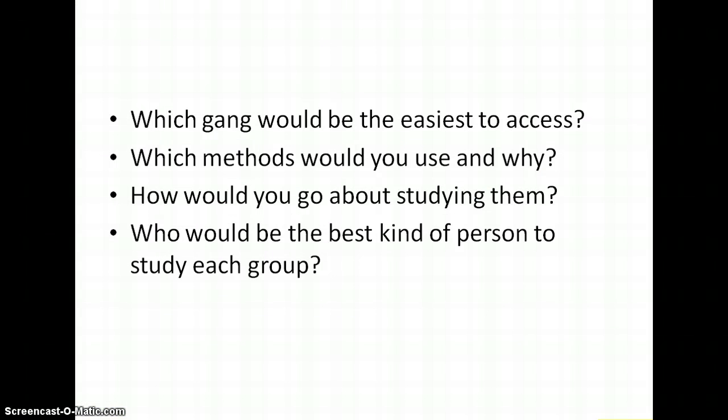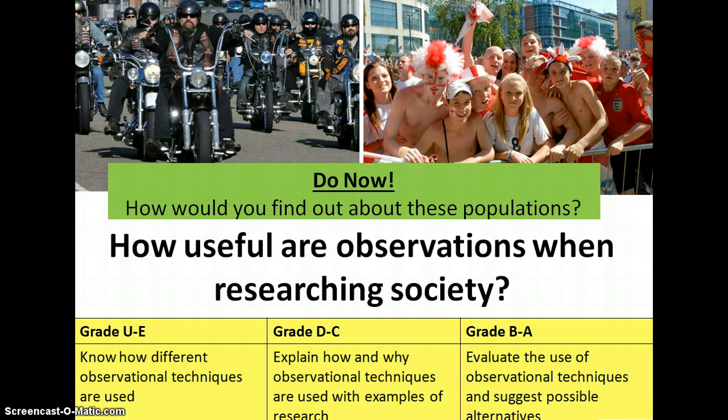So thinking about some of these questions here, which gang would be the easiest to access, which methods would you use, how would you go about studying them, and what's the best kind of person to study each group? So you'd probably need to be white British to study the football fans, maybe wearing an England top. Just looking at the group there, you'd probably fit in best in that way. With the Hells Angels, you'd probably need to be a man, right? Maybe in your 50s, with a bike, knowing how to ride it, wearing all this kind of gear that they're wearing too. Perhaps sporting some kind of beard as well by the look of it.